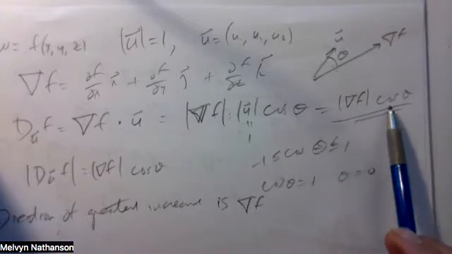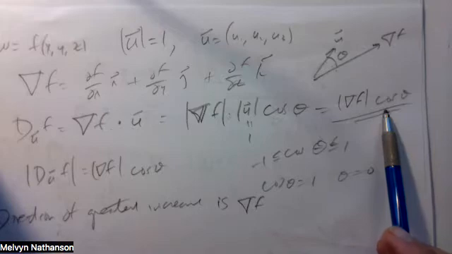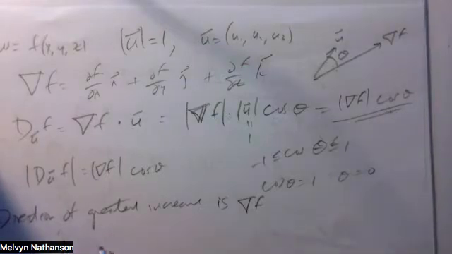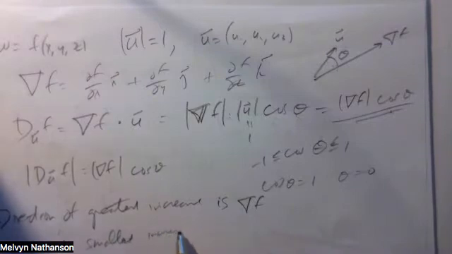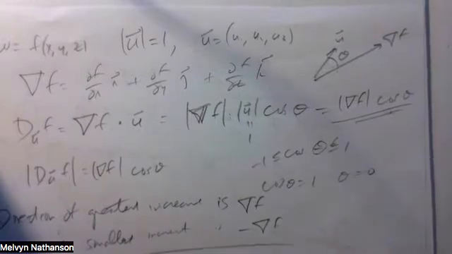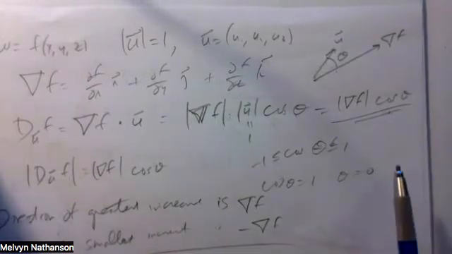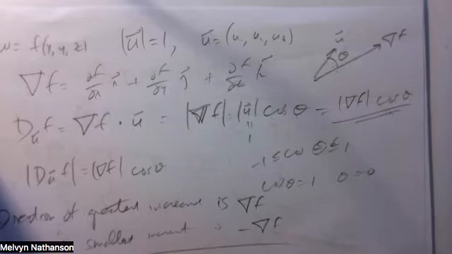This is smallest when cosine theta is -1. So the direction of smallest increase, or greatest decrease, is minus the gradient of f. So this tells you in what direction you have to move if you want the function to increase most rapidly or least rapidly.